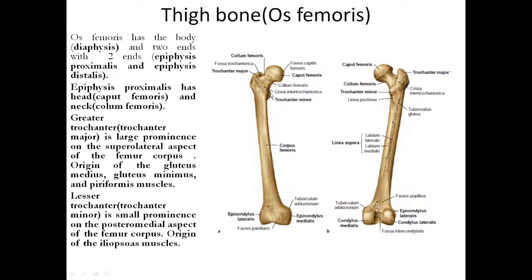The lesser trochanter, or trochanter minor, is a small prominence on the posteromedial aspect of the corpus femoris. Origin of the iliopsoas muscle, musculus iliopsoas. This is the epiphysis proximalis.